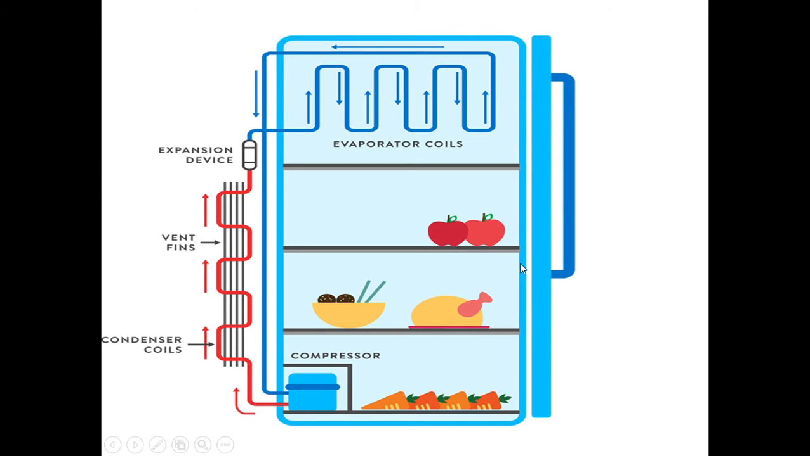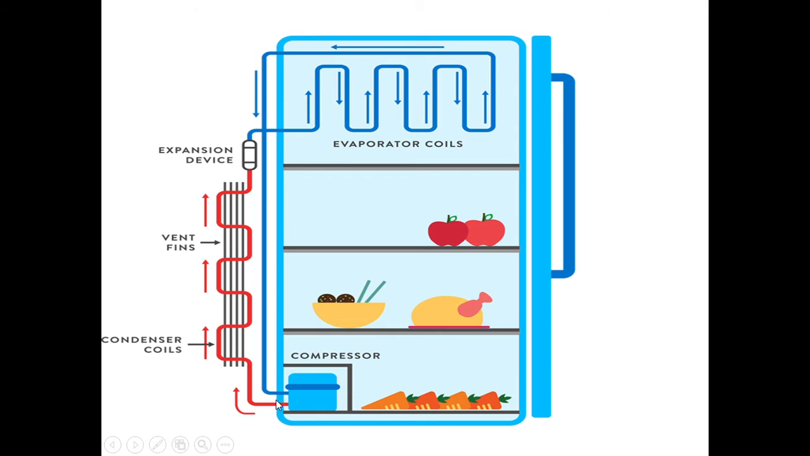Now this is the front side where the door is present, and this is the rear side, and this is the place where we are placing all the food items, etc. At the top you have a freezer over which the evaporator coil is present. Now this is the rear side, and you have the condenser coil present there. Now we have the expansion valve here.